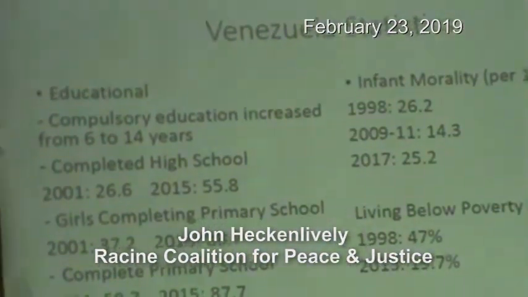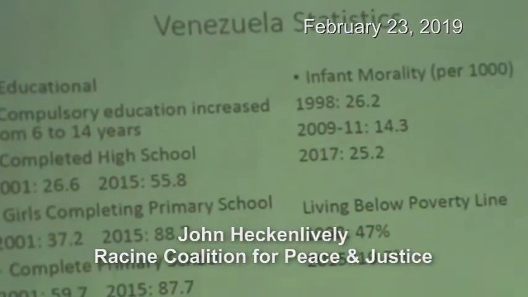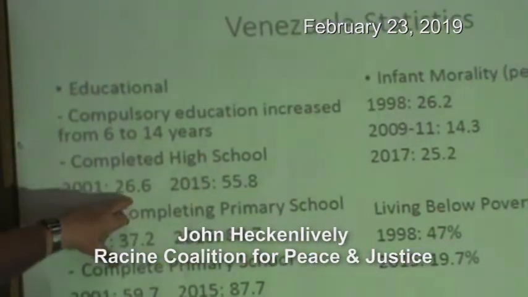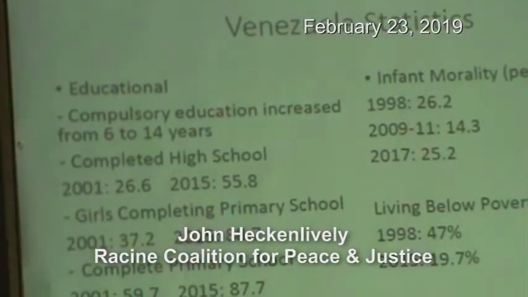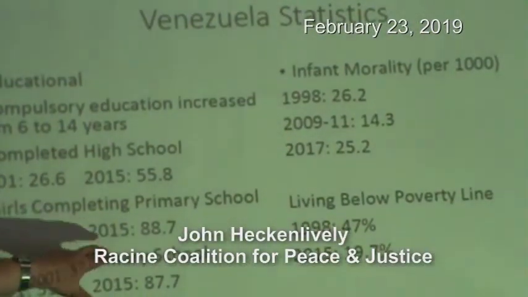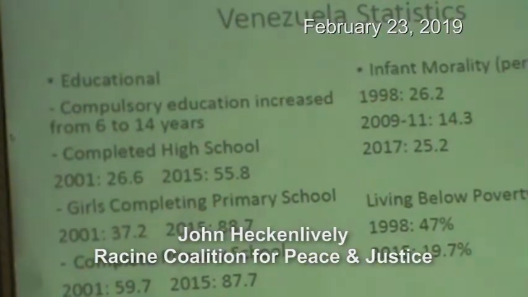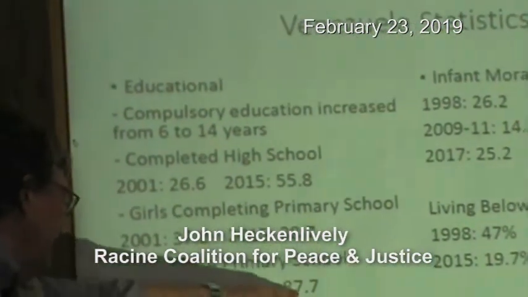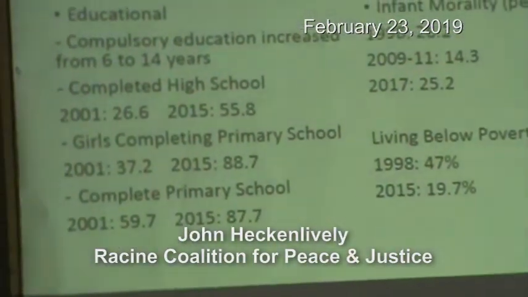Now here are some of the things that did happen under Chavez and Maduro. If you look at where education was in 2001, 26% of people completed high school. By 2015, it was at 56%. Girls completing primary school went from 37% to 88%. It's actually slightly higher than boys finishing primary school. And primary school completion went from 60% up to 87%, largely as a result of getting girls into school and finishing school.